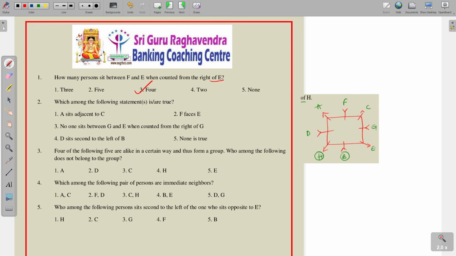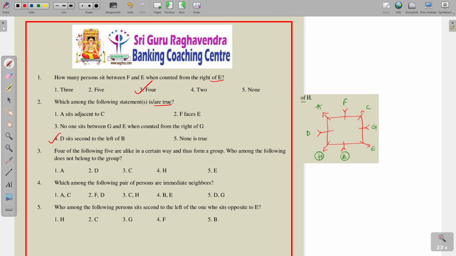And next, which among the following statements is true? A sits adjacent to C, not correct. F faces E, not correct. And no one sits between G and E when counted from right of G. So between G and E, left of G there is no person, and this one is also not correct. Next, D sits second to the left of B. So D here and B here, D is the second to the left of B, that is correct.